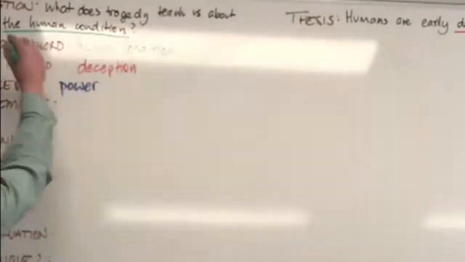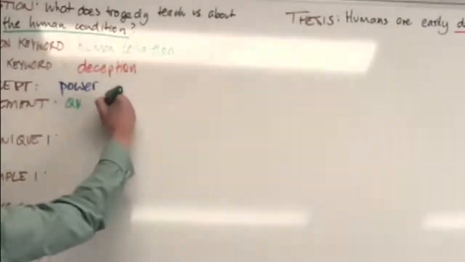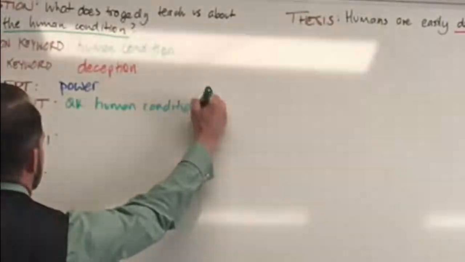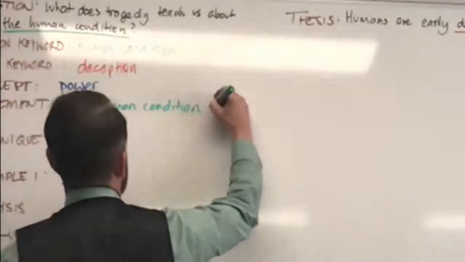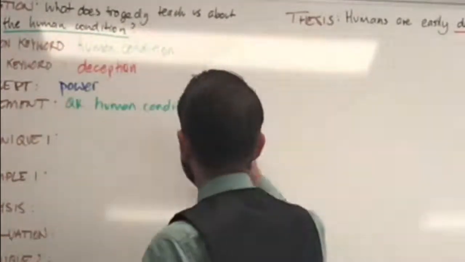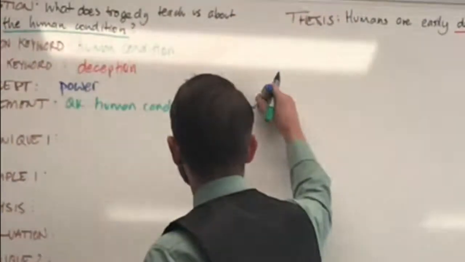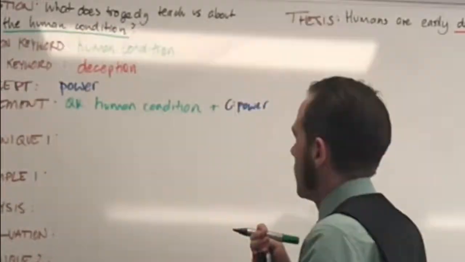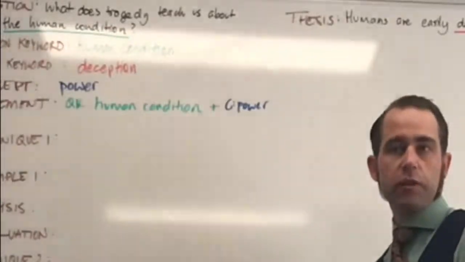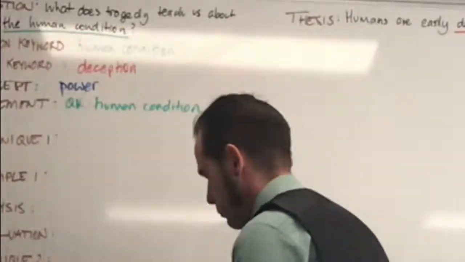So I've got my question keyword, okay, which is human condition, plus my concept keyword, or my concept, which is power. Alright, so now obviously then I need to have a verb, but I can do that in my concept statement equation. So maybe over here, let's just do some examples of that.